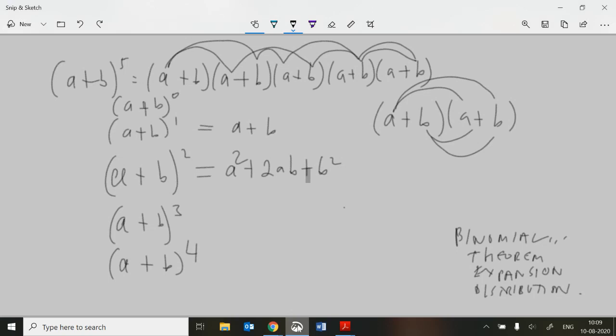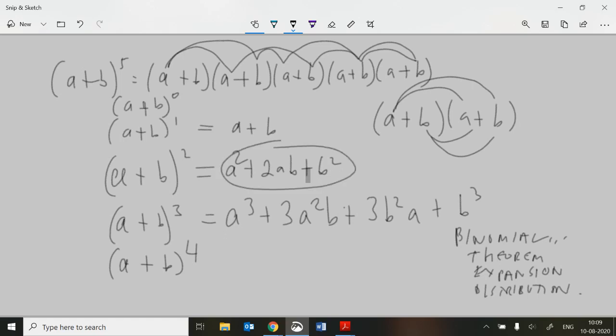Okay, so anyway, you could work out this, you could work out this, and you can keep going, of course, a cubed, and you'll get 3a squared b plus 3b squared a plus b cubed. Now, that would take you some time to work out, because you'd need to do this times this one times another a plus b.